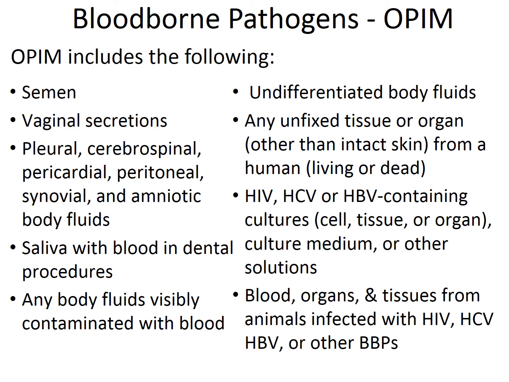Here is a list of other potentially infectious materials that may contain bloodborne pathogens. Other body fluids and materials such as saliva, tears, urine, and feces are not considered other potentially infectious materials unless they are visibly contaminated with blood.